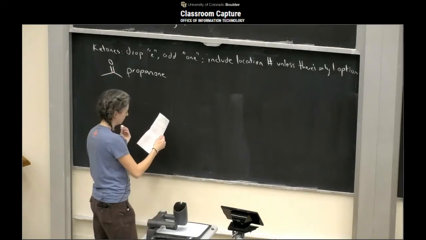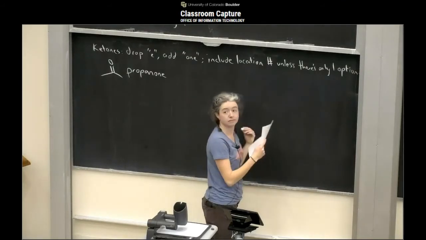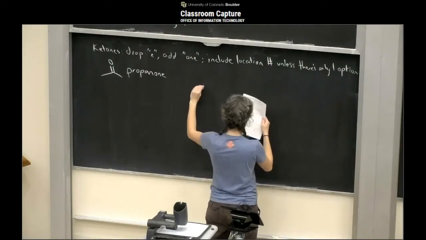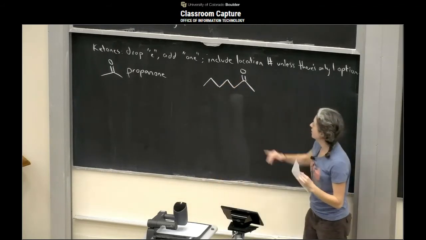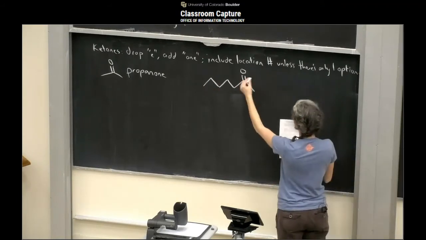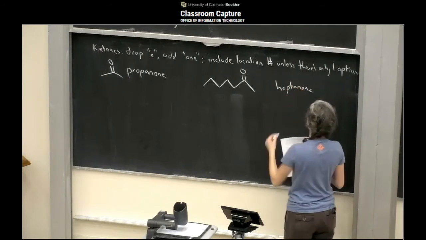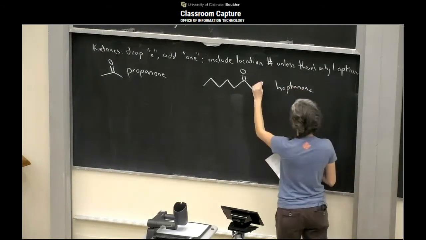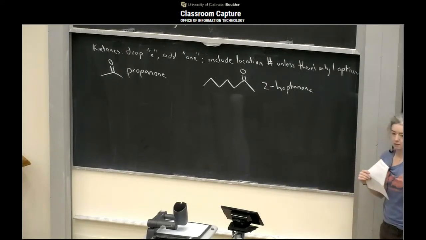Okay. Or we could do something where we actually do need to include a number. So like this one, 1, 2, 3, 4, 5, 6, 7, it's a hepta something. So heptanone, and here I need the location number, which is at carbon 2. So 2-heptanone. Okay, questions about those two?